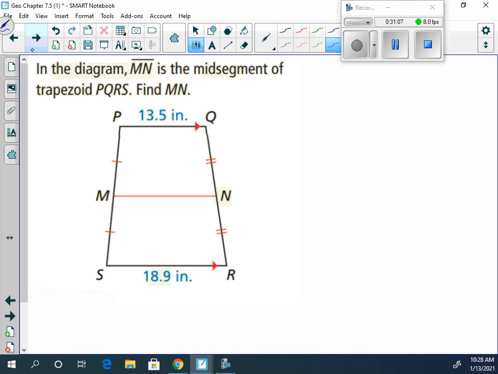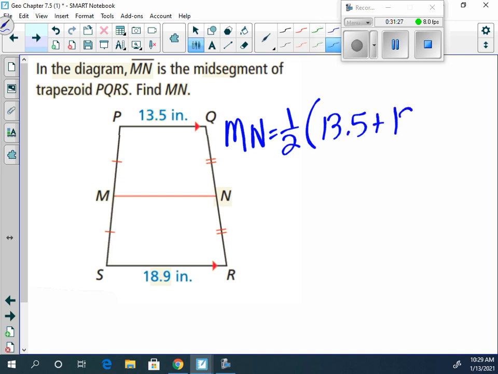Let's look at this one here. So we're trying to find the mid-segment again, yes? So the mid-segment, well, they called it MN again, is going to equal what? Half of? What do we put over here? Because the mid-segment is going to be equal to half of the two bases. One of the bases is 13.5. The other is 18.9. Now we can add these two together.